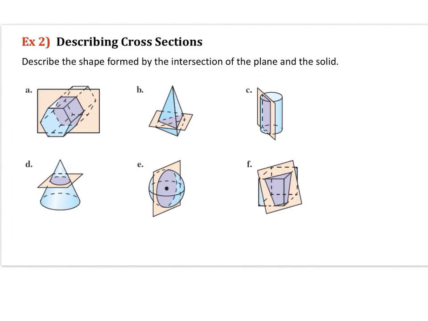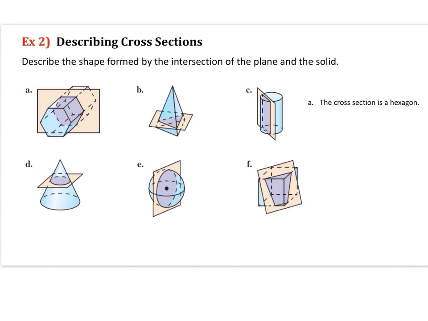All right, so let's take a look at these examples and practice describing cross-sections for the solids that the plane passes through. Let's look at example A. It's a 6-sided, two bases, so it's a hexagonal prism. And the plane's going vertical through the prism. So the cross-section is the shape of a hexagon.